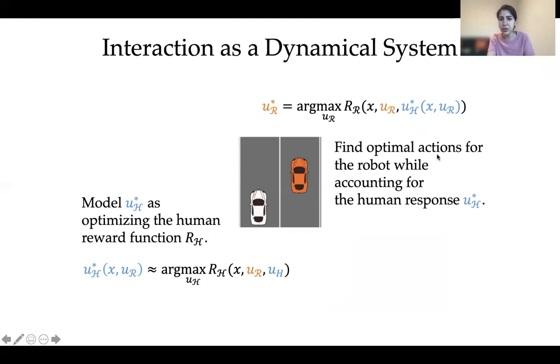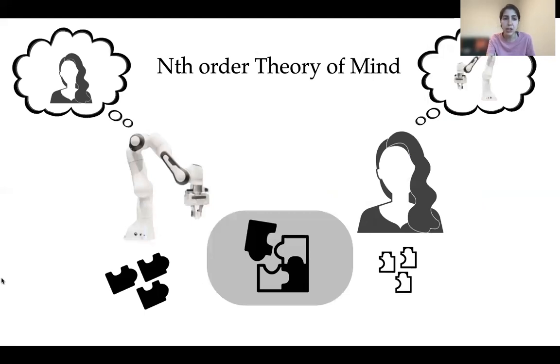A very good question to ask is, how does the human act in this world? The way we model the human is as an agent who is approximately optimizing some sort of objective, R_H, which is their own objective. So a very good question to ask here is, what is this model of the human? What is this R_H? Quite a bit of work in human-robot interaction goes through understanding and learning this reward function. Going back to this diagram, this robot has a model of the person, and it's a good question to ask what that model is.